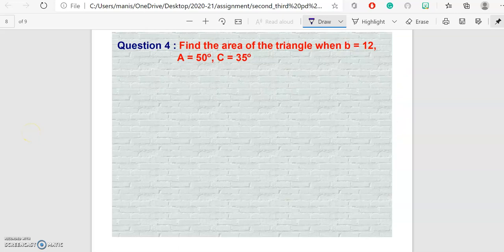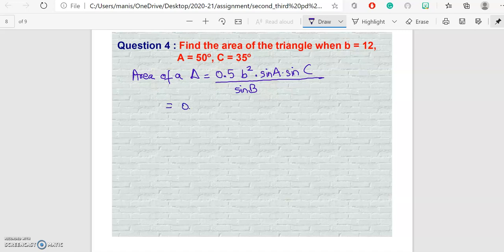Find the area of the triangle when lowercase b is 12, uppercase A is 50 degrees, and uppercase C is 35. So my formula is area of a triangle is equal to 0.5 b square. Since I'm writing b square, in my denominator I will write sine of b, and this is your sine of a times sine of c. So we wrote our formula. Let's start entering the values over here, or substituting the values. So this is my 12 square, this is my sine of a which is 50 degrees times sine of c which is 35 degrees, and divided by sine of b.